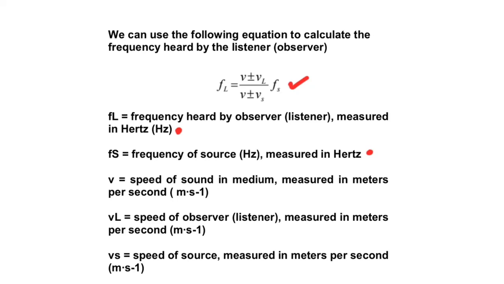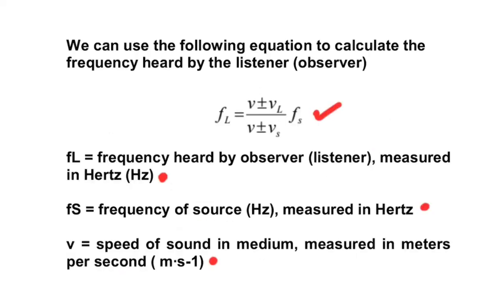It's not always 340. In other special cases, maybe we're talking about the speed of sound in water, which is way more than 340 meters per second. So V is the speed of sound in the medium, which will depend on the question you have at hand. And then VL, that is the velocity of the observer or the velocity of the listener in meters per second, obviously. And then VS is the speed of the source, still in meters per second. So this is the equation we use to calculate the frequency heard by the listener or observed.